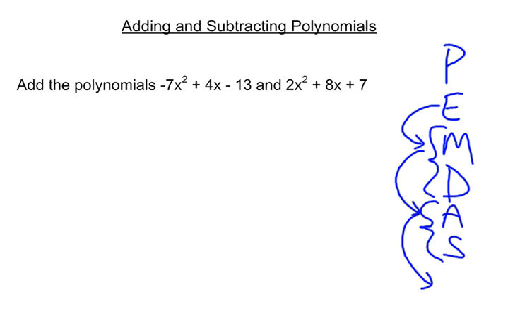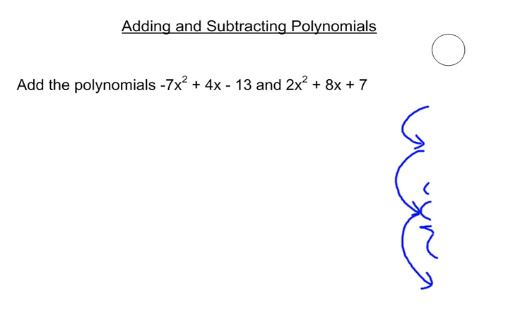We can't do anything with exponents whenever we are adding and subtracting, which is why you can only combine like terms. We can only combine things that have the exact same variable with the exact same exponents. So that's what we're going to take a look at real quick.